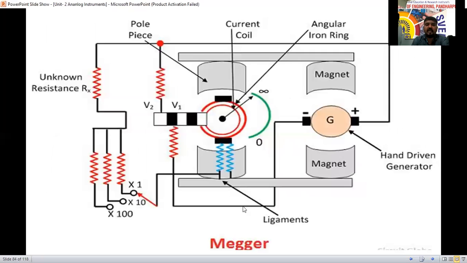See here, this is the diagram of the Megger. It consists of current coil and voltage coils. Actually, this is the PMMC instrument only.